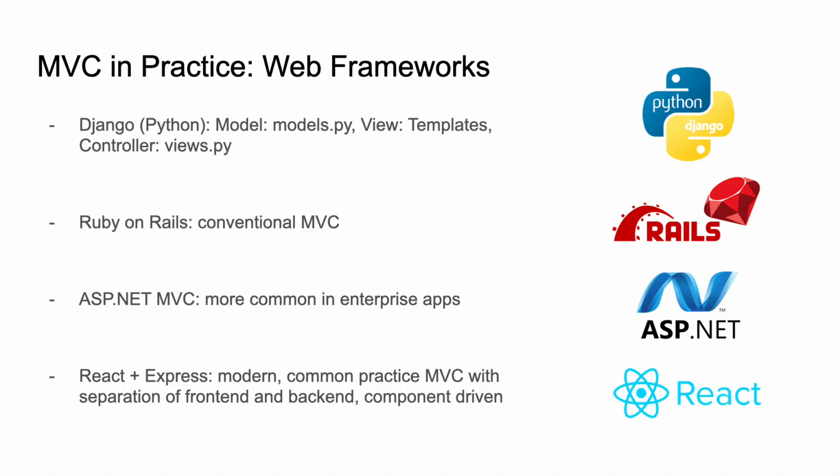The MVC pattern appears in many different web frameworks. Python Django structures code into models, views, and templates. Ruby on Rails uses MVC conventions for quick development. ASP.NET MVC is common in many enterprise environments, and in modern JavaScript stacks, React handles the view layer while Express or Node act as the controller and model layers, showing MVC's flexibility across different ecosystems. There isn't one right or single way to use MVC when creating a web application, so it's up to you to pick the right framework to get the job done.